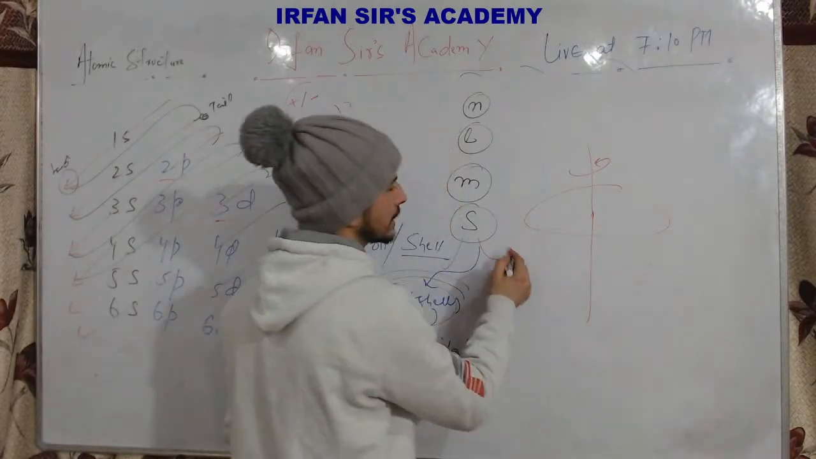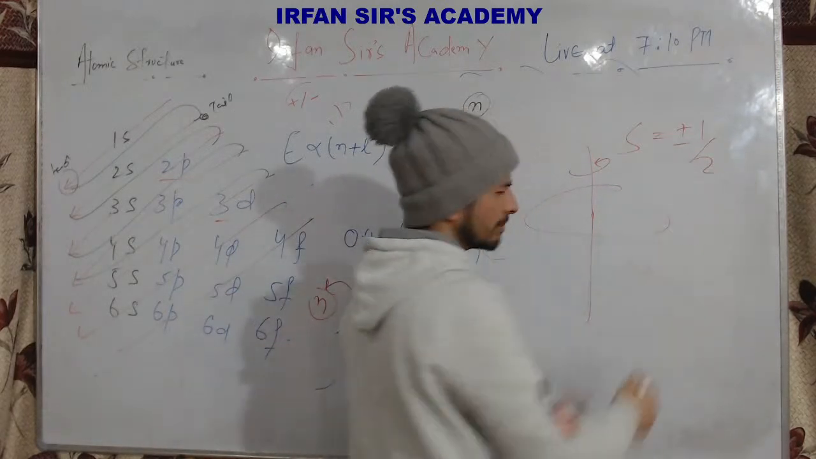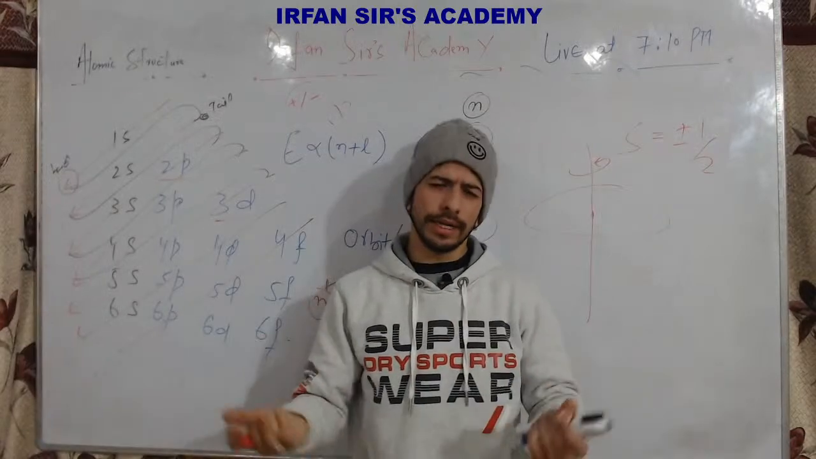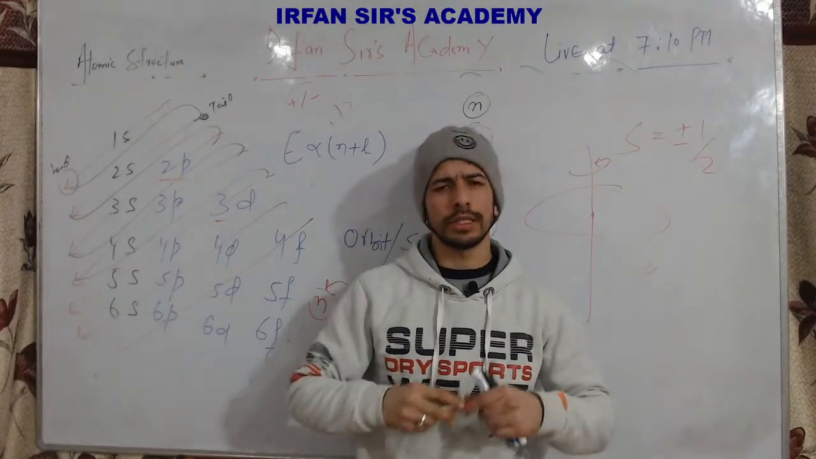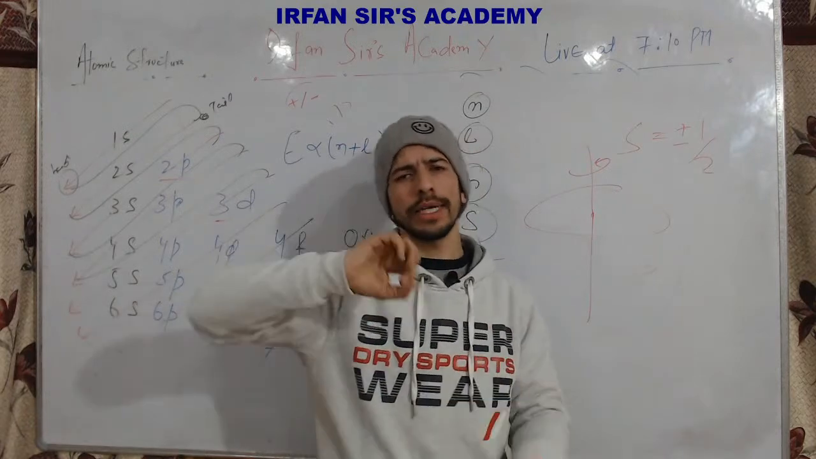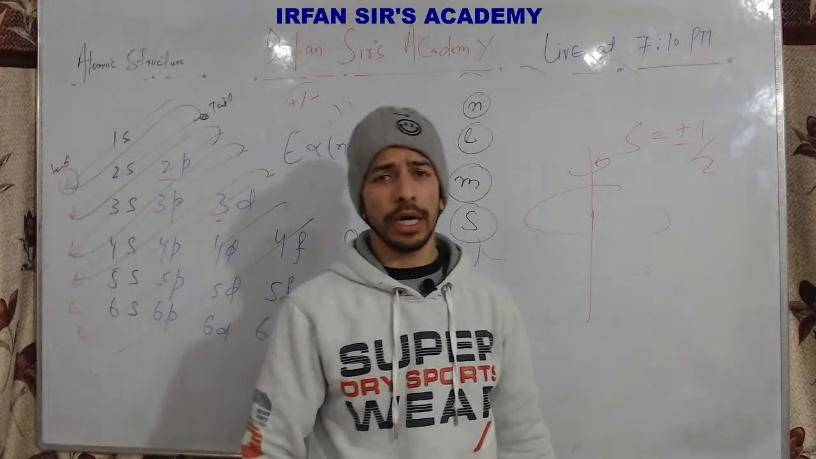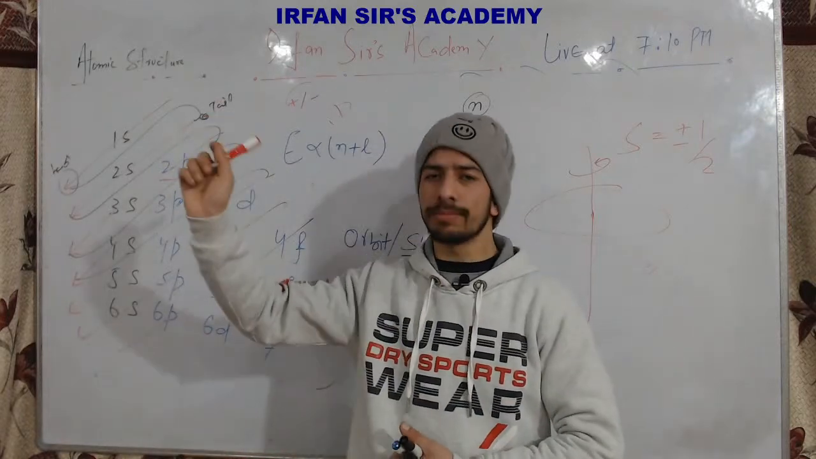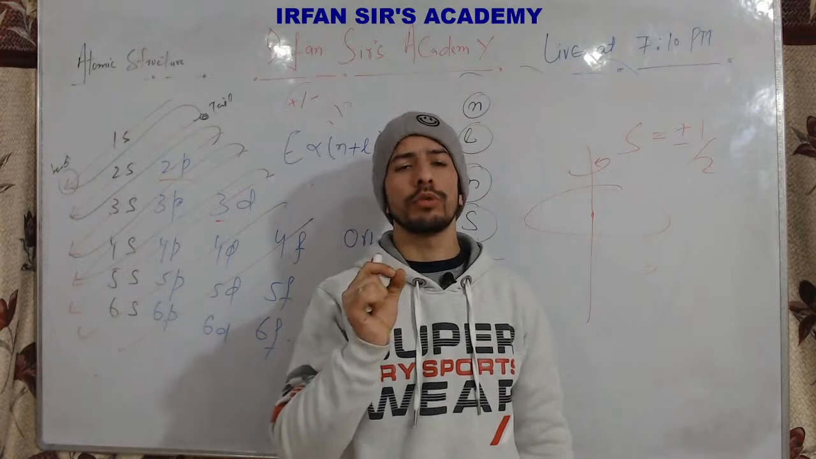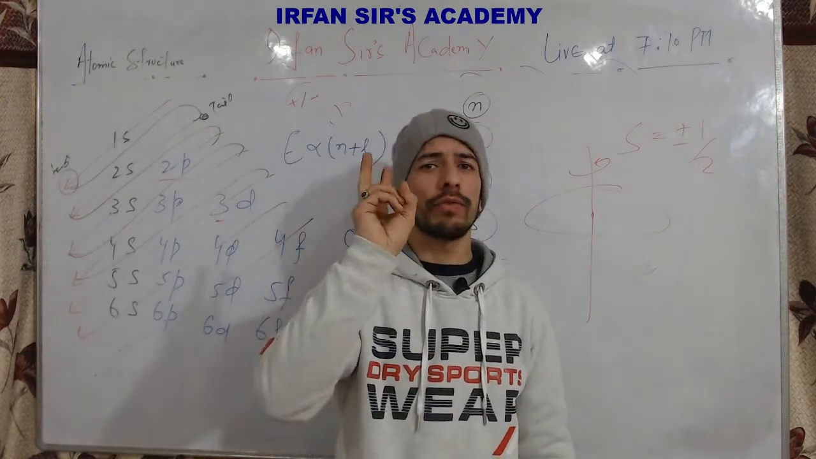We write that as spin, and we give the value s equal to plus or minus half. Plus for clockwise or anti-clockwise, and minus for the opposite. Why half? The probability that the electron will revolve clockwise is half, and anti-clockwise is half. Because according to Pauli's exclusion principle, no 2 electrons have the same set of 4 quantum numbers.